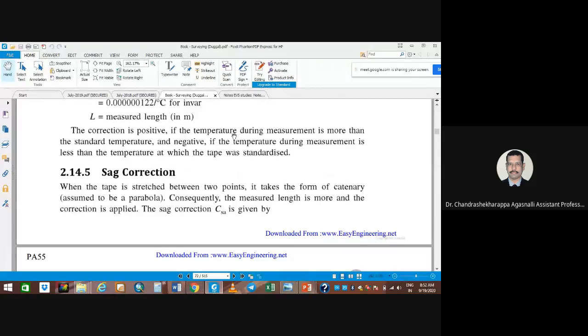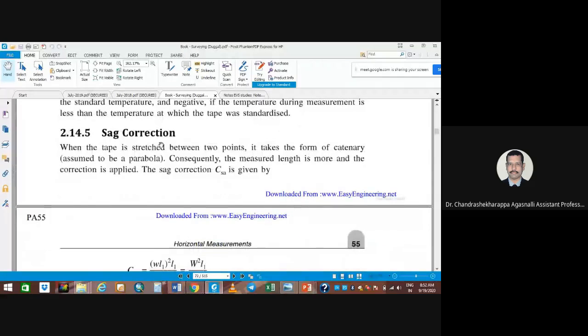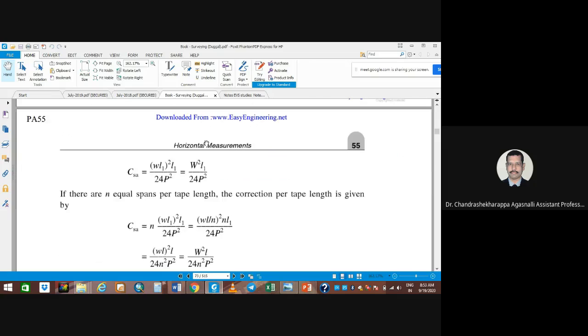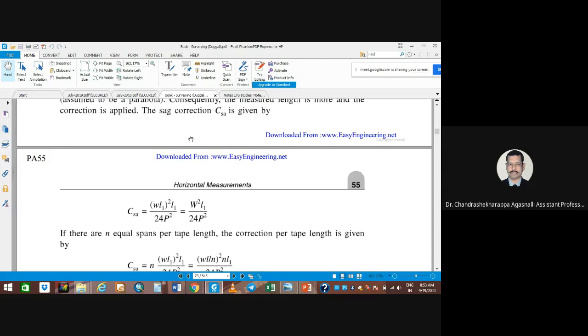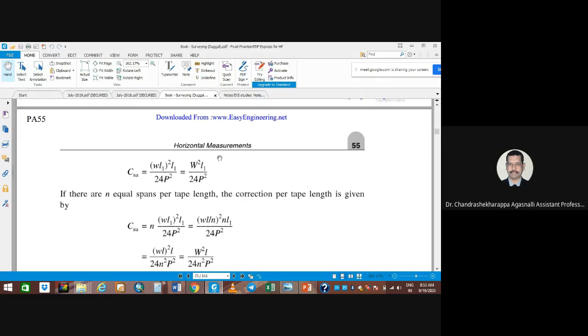Another correction is the sag correction. What do you mean by sag? When the tape is stretched between two points, it takes the form of a catenary, or is assumed to be a parabola. Consequently, the measured length is more, and the correction is applied. So this is another correction. These are all just derivations. Based on this, we are going to solve some problems here.